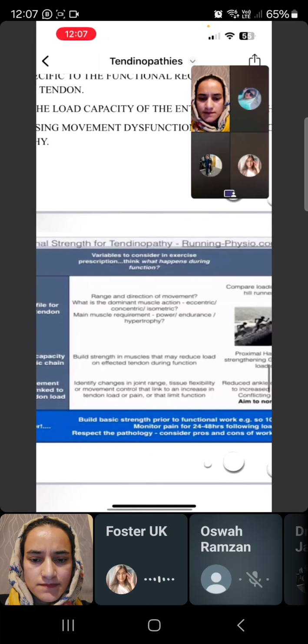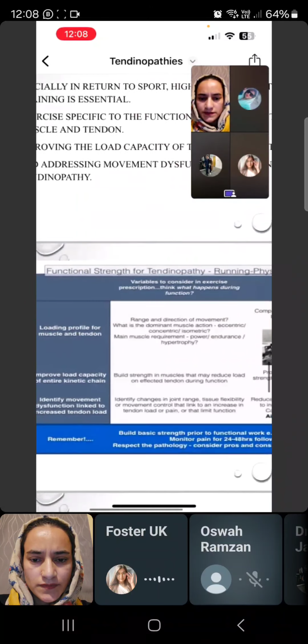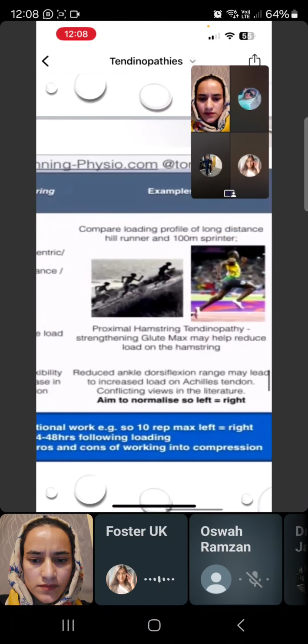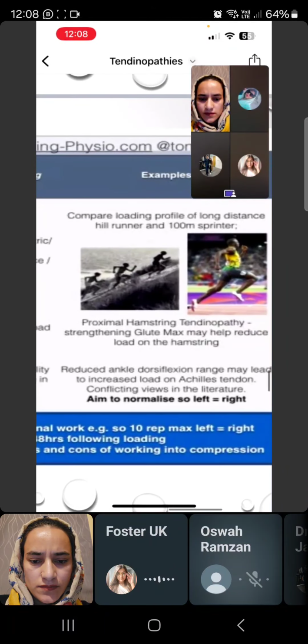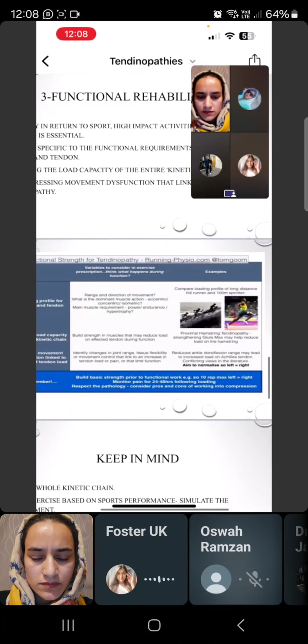And it's all about the same thing. For example, this is a good example. When I'm talking about kinetic change and movement functions, look at that. In proximal hamstring tendinopathy, strengthening of gluteus maximus is important because it will reduce the load on the hamstring. When it comes to reduced ankle dorsiflexion range, it may lead to increased load on the Achilles tendon. So if dorsiflexion is less, it's going to load your Achilles tendon. So that's how you correct your movement dysfunctions.